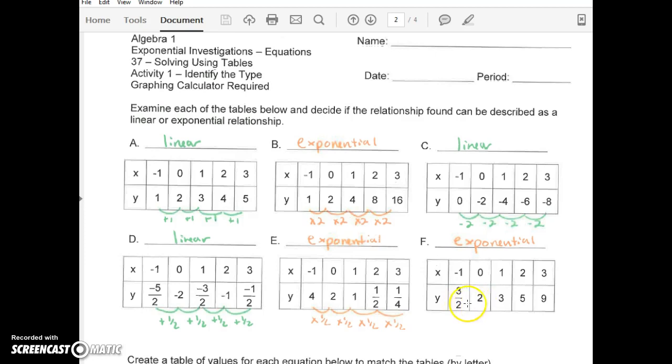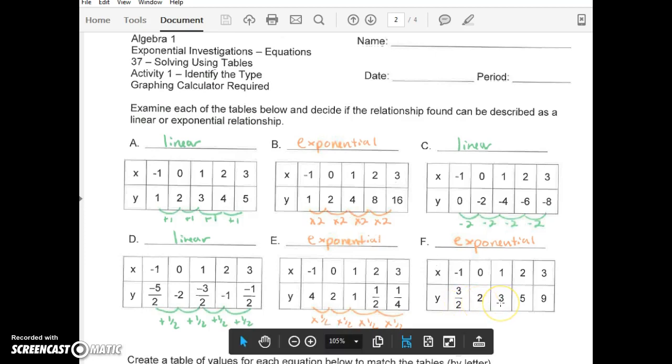If we were to add here, we'd be adding 1/2, then 1, then 2, and then 4. Multiplying gets way trickier than that. We have 3/2, we're trying to turn that into a 2. That's a multiply by 4/3. Then we'd have to multiply by 3/2, then 5/3, then 9/5. There's really no pattern going on with that.